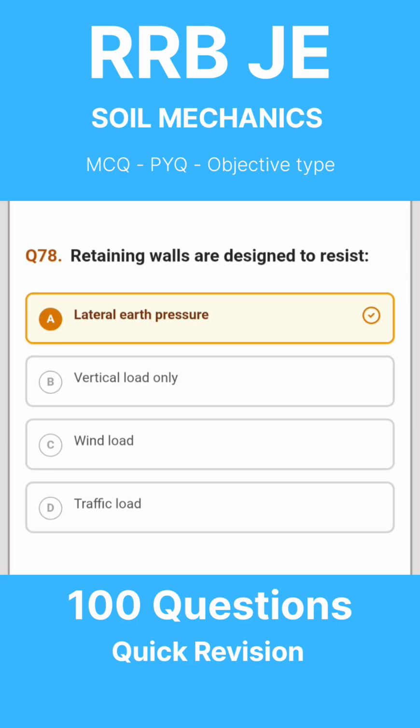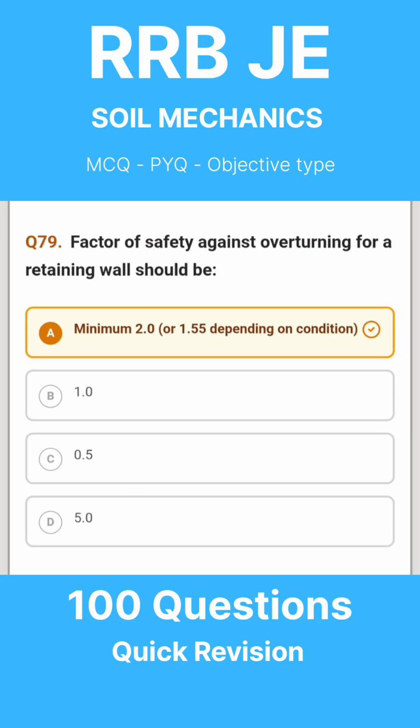Question 78. Retaining walls are designed to resist? The correct answer is lateral earth pressure. Question 79. Factor of safety against overturning for a retaining wall should be? The correct answer is minimum 2.0 or 1.55 depending on condition. Question 80. Factor of safety against sliding for a retaining wall should be? The correct answer is minimum 1.5.